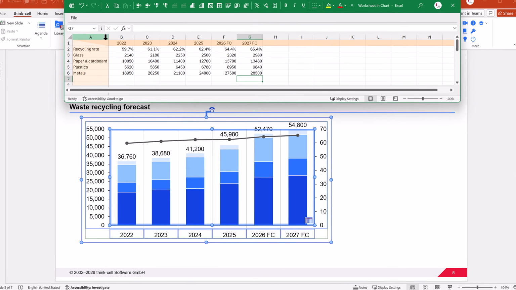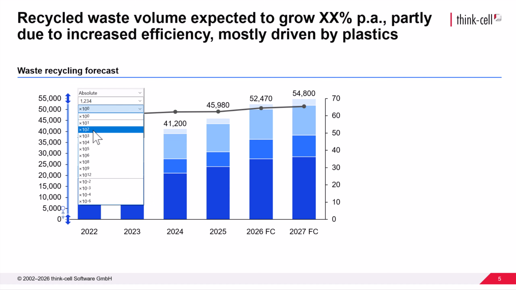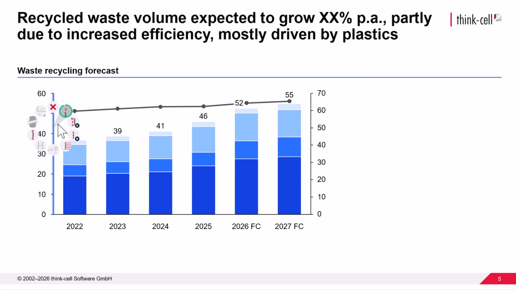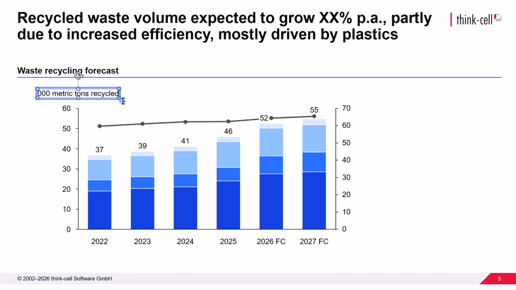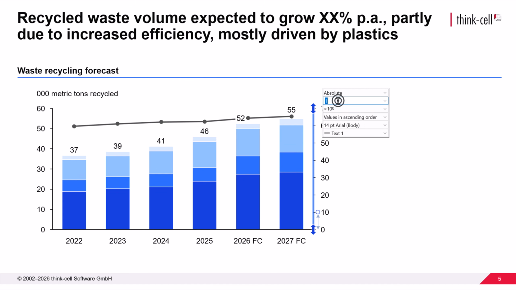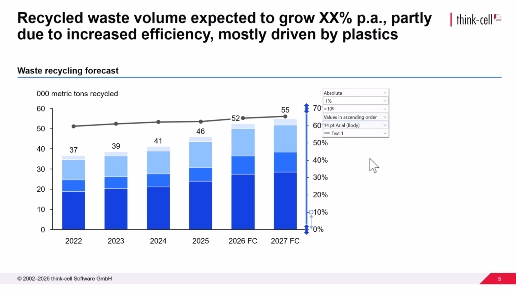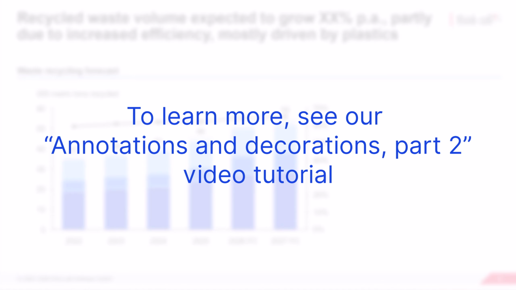To finish building our example chart, we'll change the magnitude of the left axis, add an axis title, left align the axis title with the tick mark labels, and add percentage signs to the right axis. To learn more about axes, see our Annotations and Decorations Part 2 video tutorial.